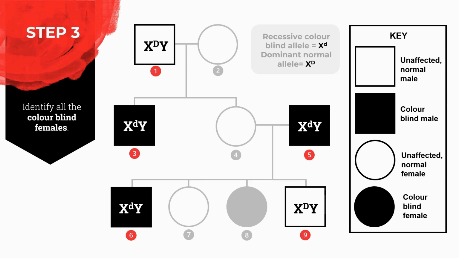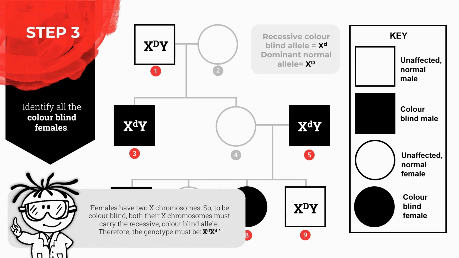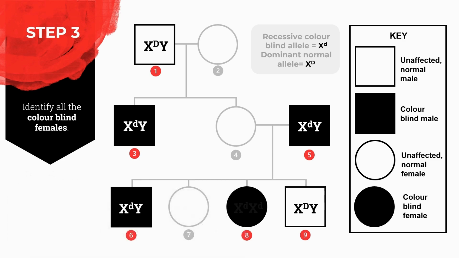Step 3 is to identify all the colorblind females, and this includes only female 8. We make this our third step because females have two X chromosomes. So to be colorblind, both their X chromosomes must carry the recessive colorblind allele. Therefore, the genotype must be XᵈXᵈ. And we fill these genotypes in on our pedigree diagram.